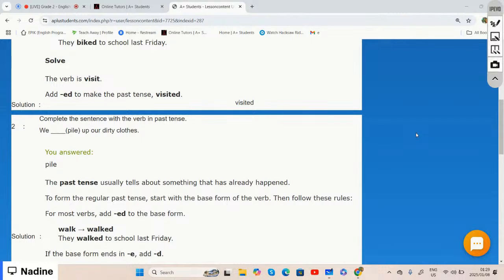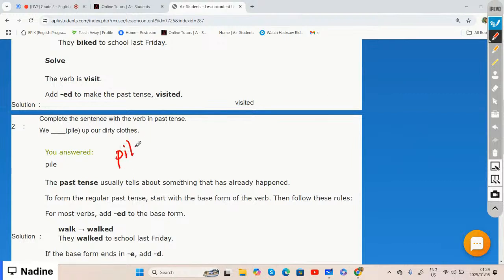And if we were to choose the past tense form of the word pile, then we can say that we piled. And we only add a D because the word already ends in E. So we piled up our dirty clothes. Yes, and the last one, and then we're going to our test.